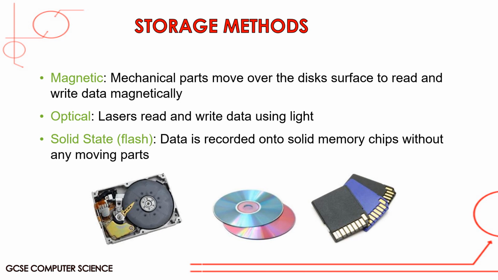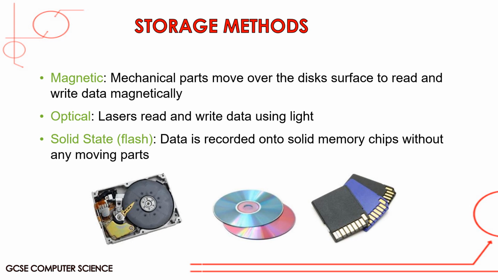So the storage methods that are available are magnetic, optical, and solid state. Magnetic is when mechanical parts move over the disks to read and write data magnetically. This makes them quite large, use a lot of power, and be quite chunky. The other thing is if you drop them or use any sort of high magnetic charge, you can damage the data.